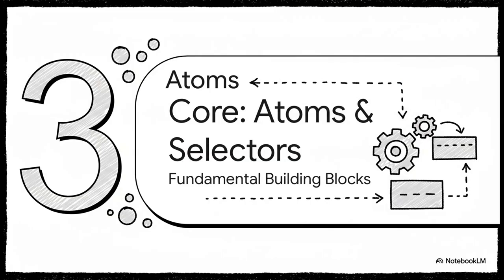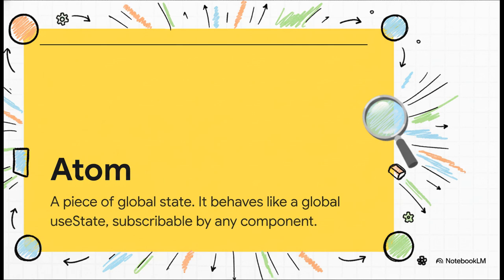So how do we actually build stuff with this new model? Well, it all boils down to just two fundamental concepts you need to know: atoms and selectors. Seriously, these two things are pretty much all you'll need for most of your work. So what even is an atom?